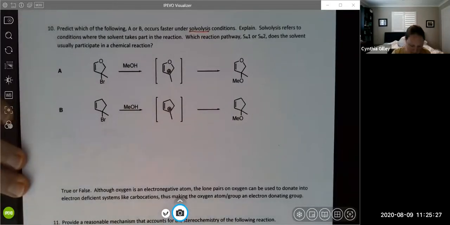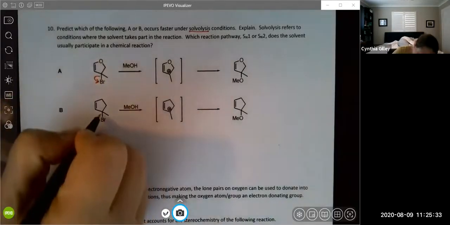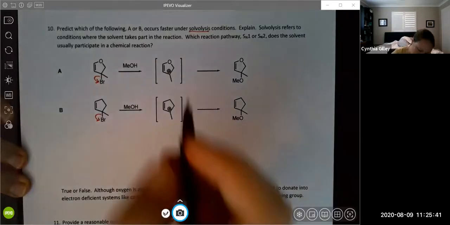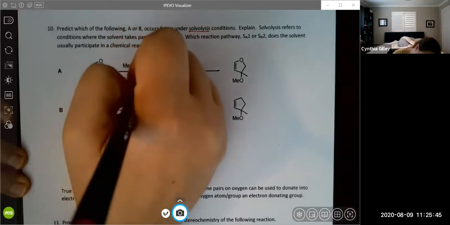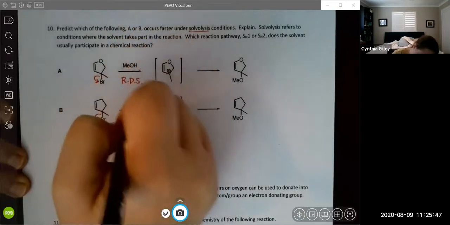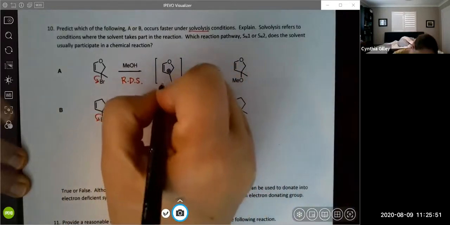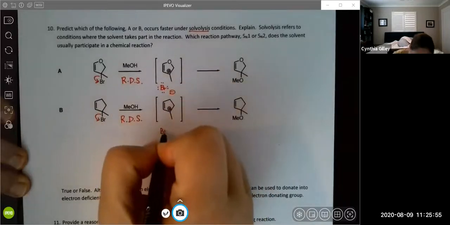Right, so in an SN1 reaction, the loss of the leaving group is the rate determining step. So this first step where we lose the bromine is the rate determining step of an SN1 reaction. And they didn't draw it, but we also get some bromide here in that step.